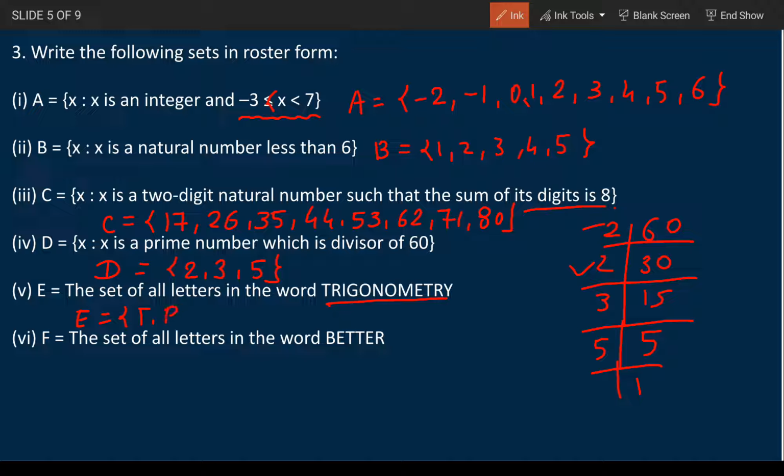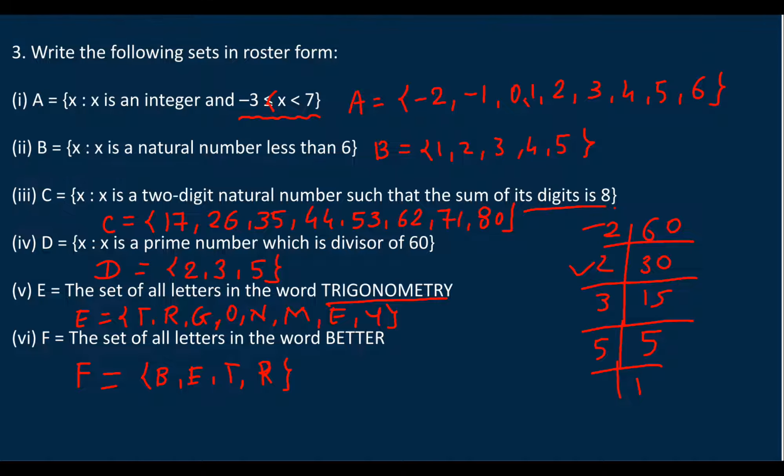T, R, G, O, N. O is repeating, but we write it one time, so we don't write it again. M, E. T is also repeating, R is also repeating, and Y. So we have the roster form. F, same. B, E, T, T also repeating, E also repeating. So we are left with the R.